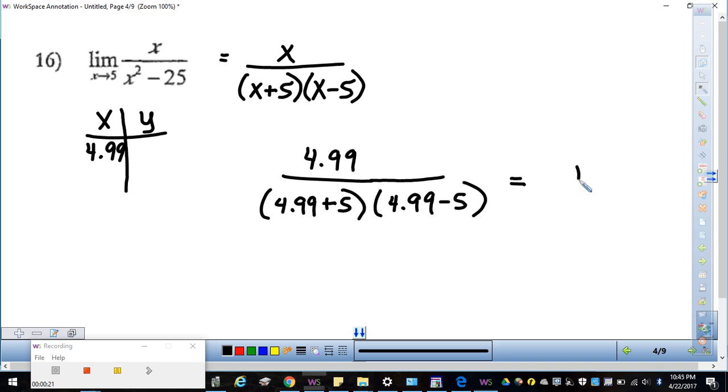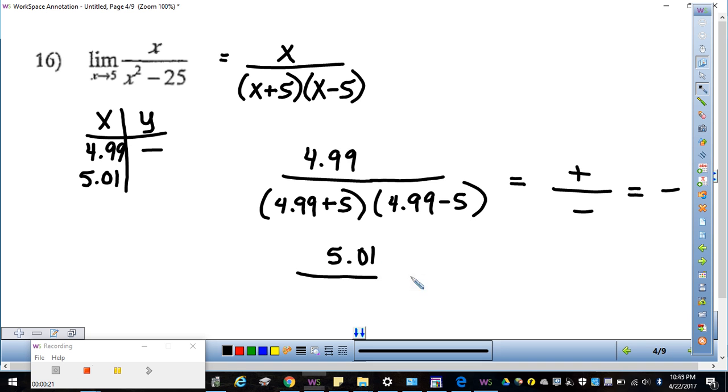So this is going to end up being positive over. Now this is going to be a positive, and that's going to be a negative. So a positive times a negative is a negative, and positive divided by negative is negative. So the limit coming from the left side is going to be negative infinity. Now we want to check the limit coming from the right-hand side.